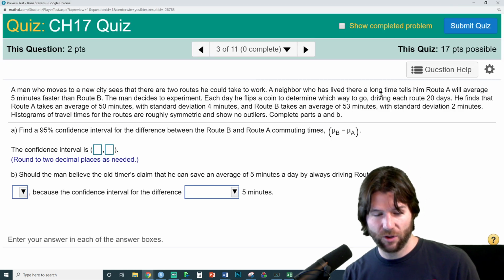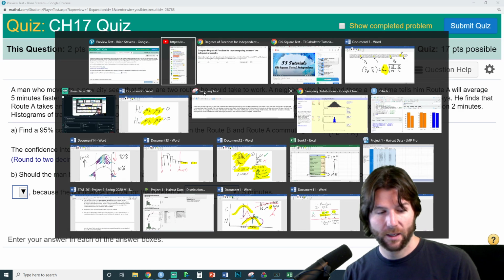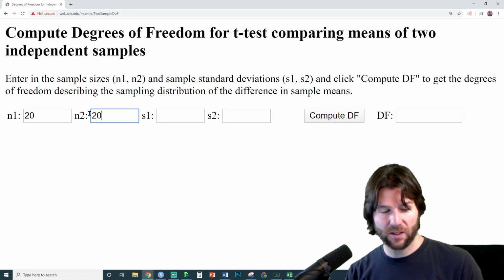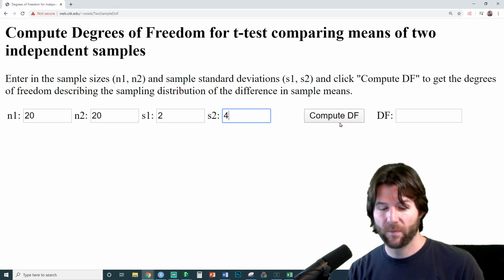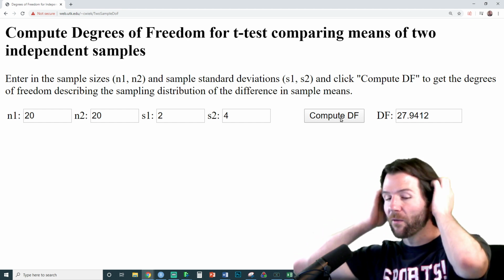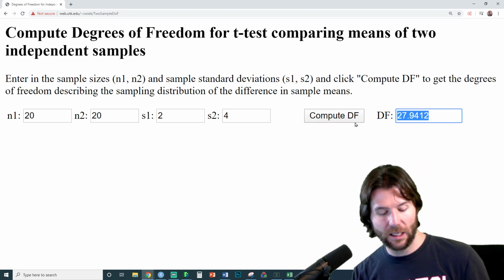And then we have 2, 4, and 20. So I'll explain why I'm picking these numbers. We have sample sizes of 20, remember I marked that, and a standard deviation of 2 and a standard deviation of 4. This tells me the degrees of freedom. So now that I know the degrees of freedom, I now have to go to the t distribution.